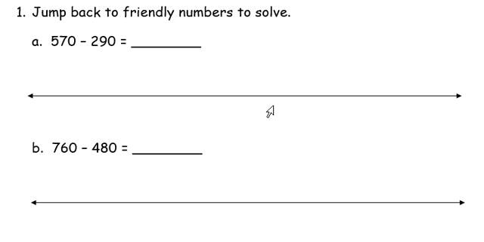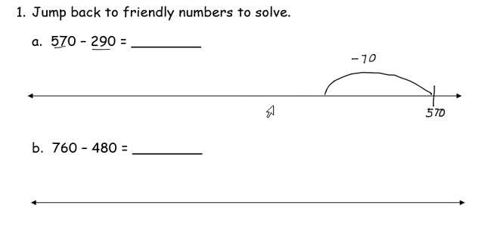I'm going to start on the right-hand side of my number line with 570. That's my beginning number. The directions say to jump back to friendly numbers to solve. What that means is I'm going to try to jump back to a multiple of 100 or 10 to help me make larger jumps. For example, if I'm at 570 and I have to subtract a total of 290, I'm going to start by subtracting 70. When we have our number lines, we need to put how far we're jumping and where we're landing.